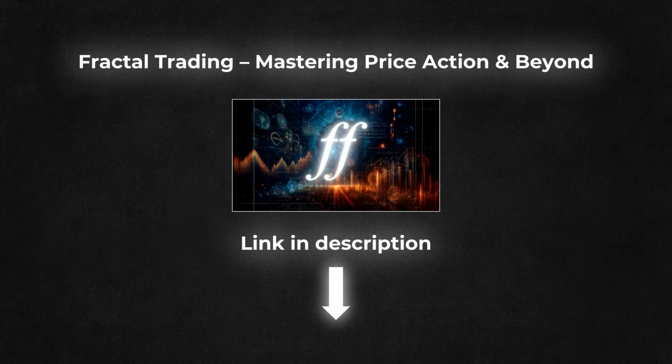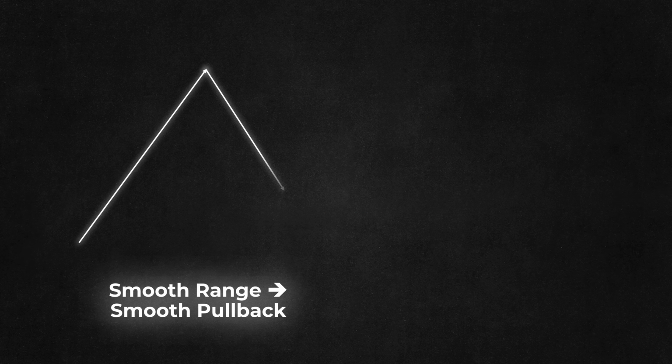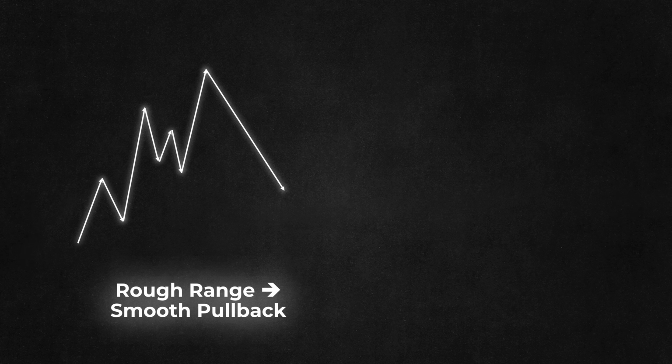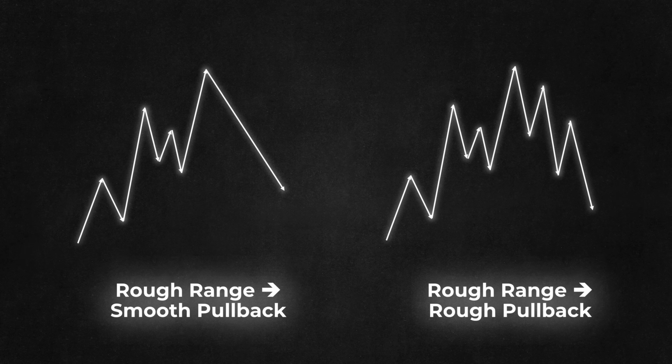We need to classify different scenarios related to the level of smoothness in the price movement that forms the range and the price movement that forms the pullback. There are 4 possibilities: a smooth range with a smooth pullback, a smooth range with a rough pullback, a rough range with a smooth pullback, and a rough range with a rough pullback.